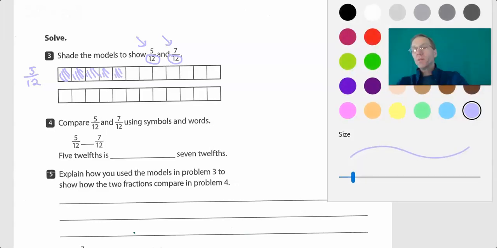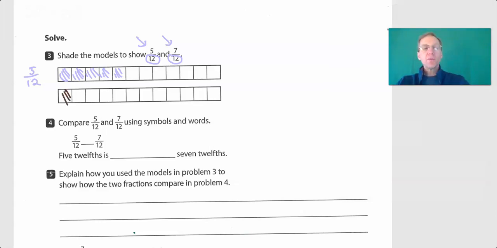And over here, let's look at the other one. We'll just pick a different color. We have 1, 2, 3, 4, 5, 6, 7. 7/12. Again, we probably knew that because their denominator is the same, so that means if we have more of the same size part, like right here, that's going to be more. Now we got to compare it using symbols. So we're going to point to the smaller one like this. I always point to the smaller one, and then we would say 5/12 is less than.